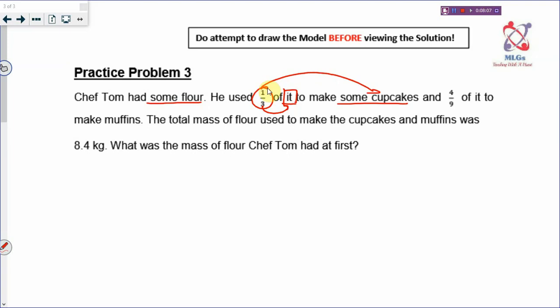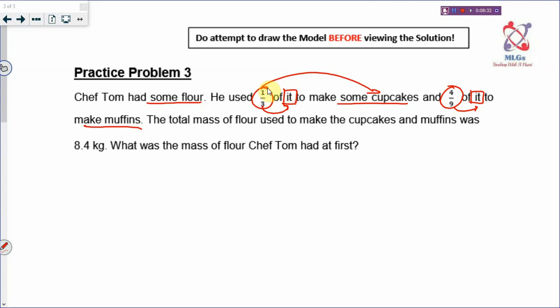Am I correct? Yep. And then he used 4/9 of it to make muffins. So the second fraction, what is it referring to generally? Now it's referring to it, which is the flour also. So the 2 fractions are referring to the same group. So you can add them, you can subtract them, you can make the denominator the same. Alright, and let's break up because you need to draw the model.